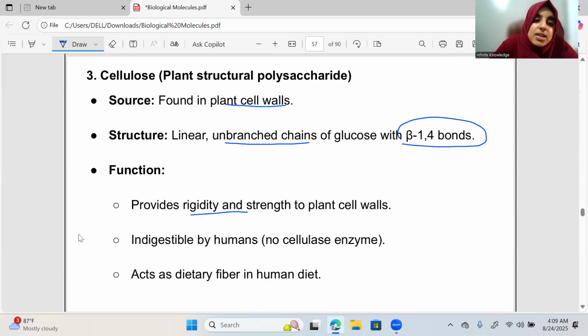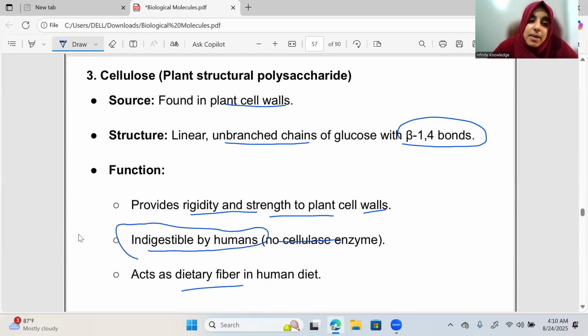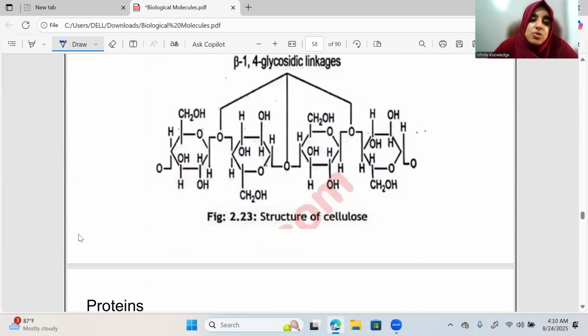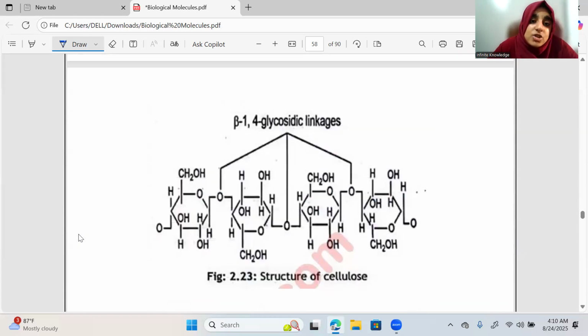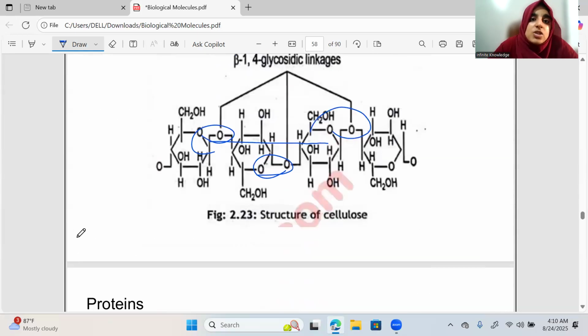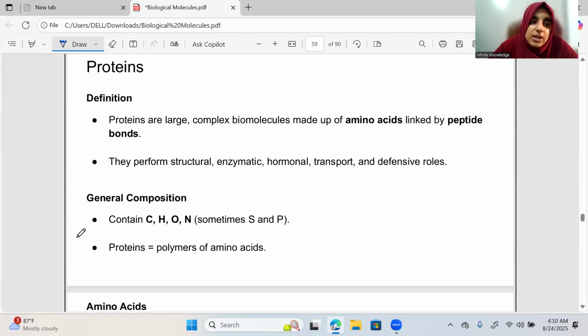It provides rigidity and strength to the plant cell walls, and it is not digestible by humans. There is no cellulase enzyme, and it acts as fiber. Because humans do not have cellulase enzymes, that is why it is not digested by humans. And these are beta 1 comma 4 glycosidic linkages. This one is unbranched, right? So we are done with the topic of carbohydrates.